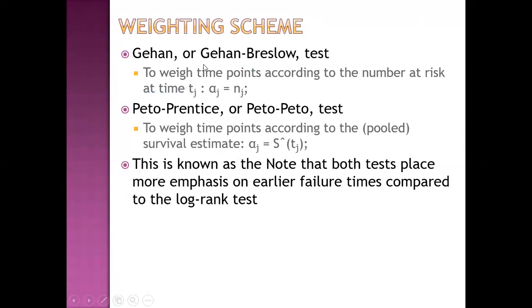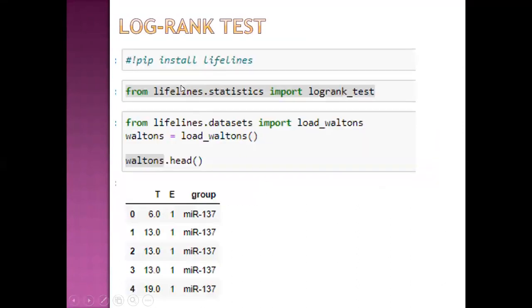Now let us see the weighting scheme of the weighted log rank test. One scheme is according to the number of individuals at risk at time t, that is nj. The other is according to the pooled survival estimate. This is the pooled survival estimate. Note that both tests place more emphasis on earlier failure times compared to the usual log rank test.